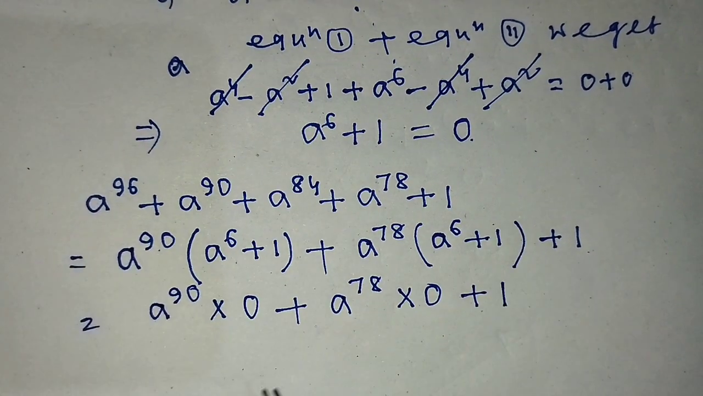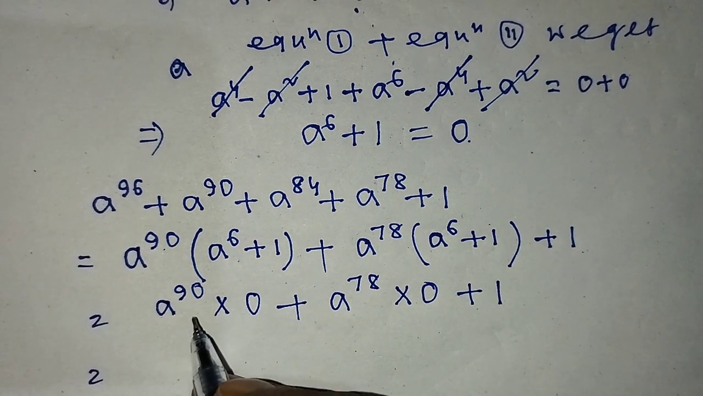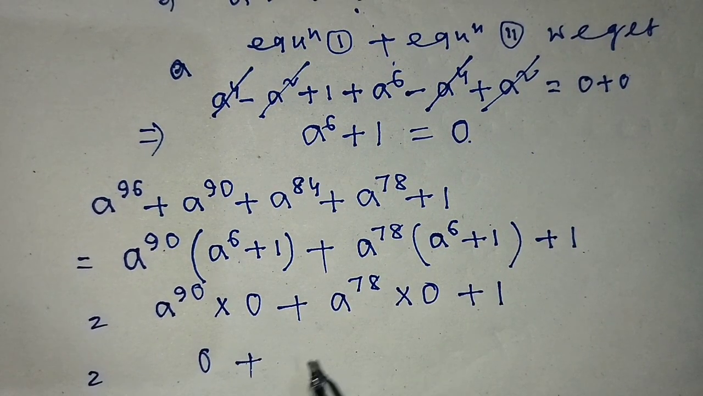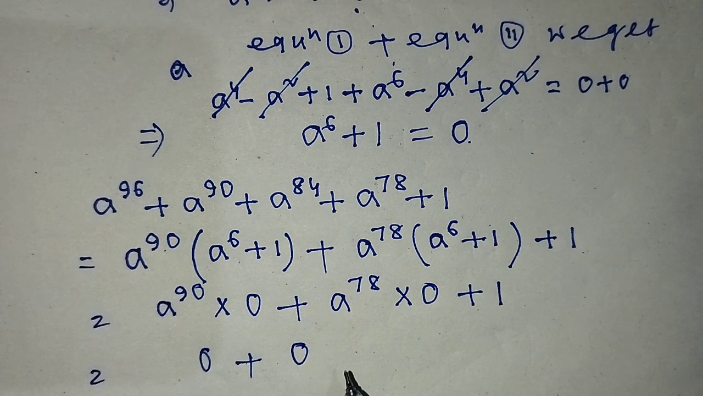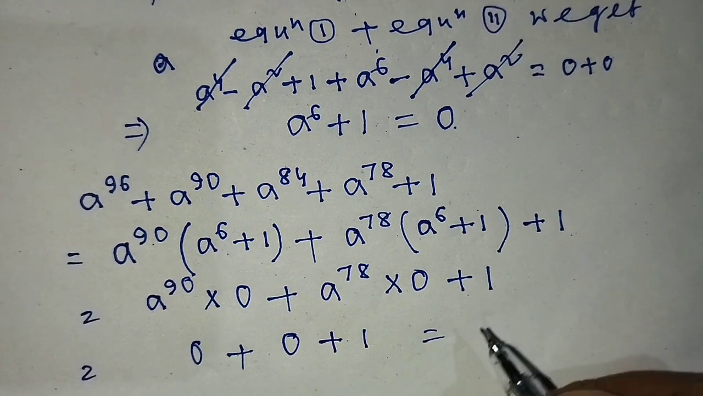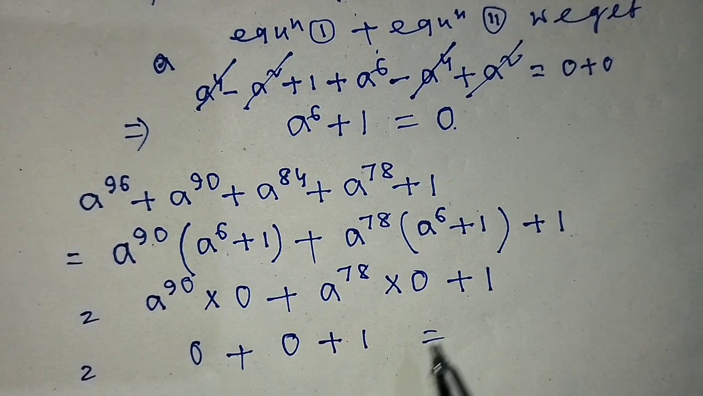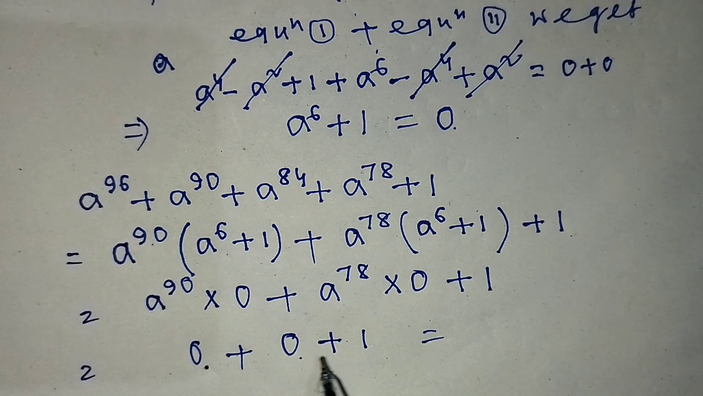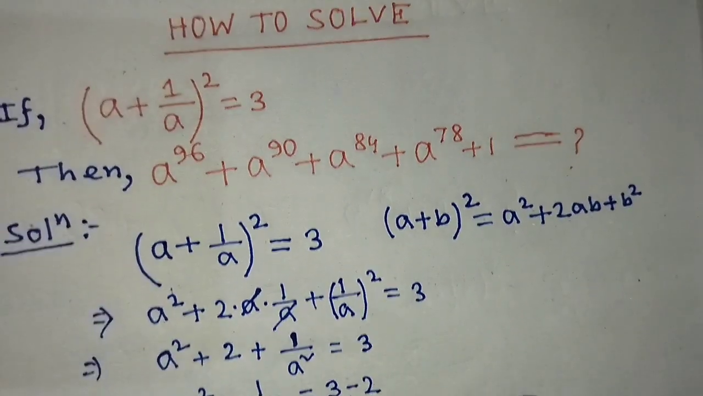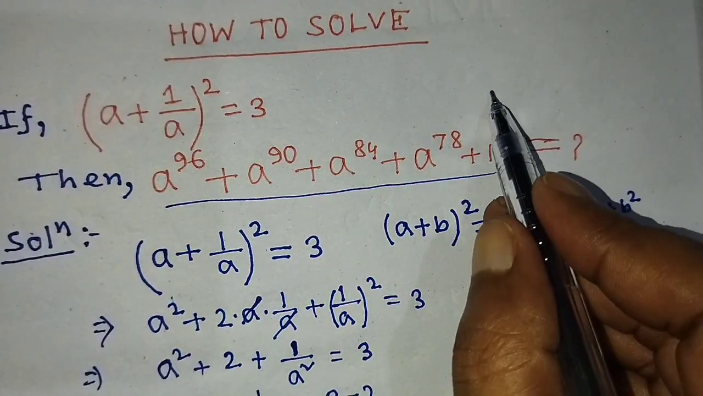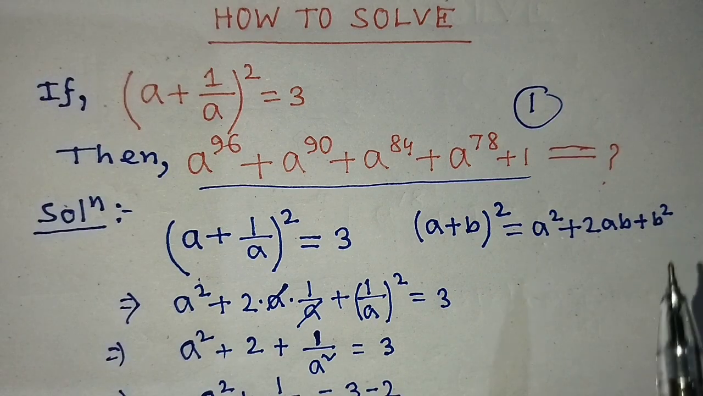So student, if you multiply 0 with a to the power 90, then you get 0, plus if you multiply 0 with a to the power 78, then we get 0 plus 1. So my dear student, here is 0 plus 0 plus 1. So if you add 0, 0 and 1, then you get 1. So my dear student, our result is 1. So the value of this algebraic expression will be 1. So my dear student, our answer is complete.